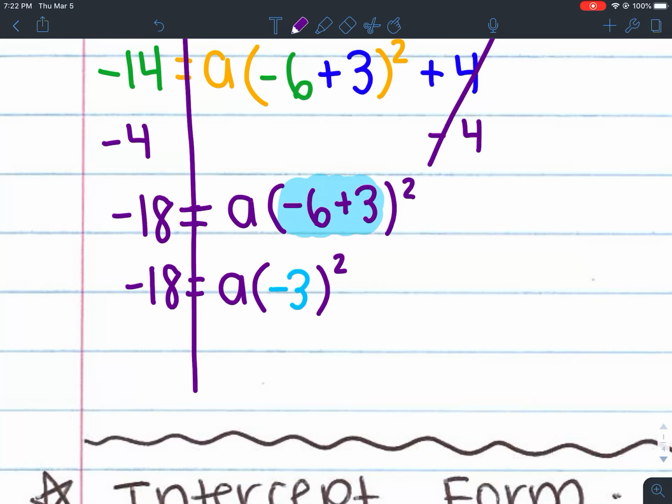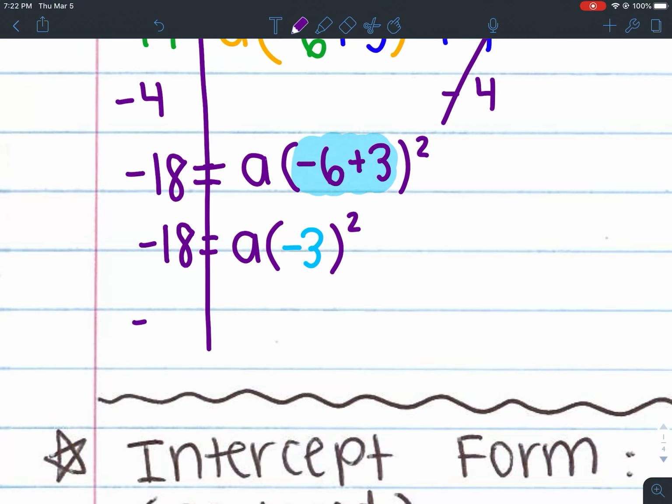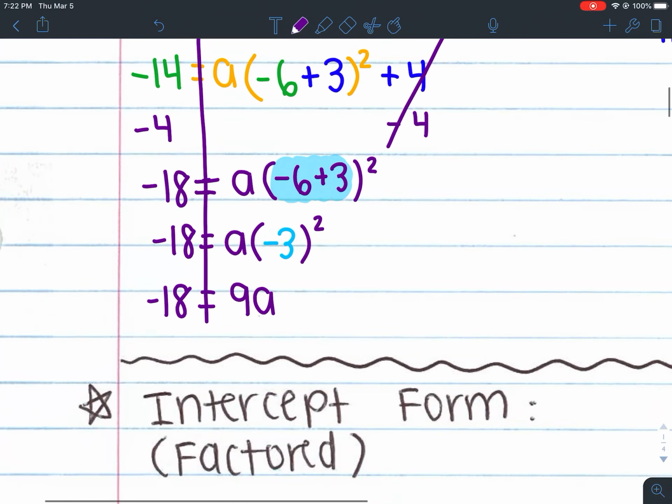Parentheses squared. When I plug this into my calculator to find -3 squared, you need to use parentheses, or it's not going to give you the right answer. So we should have -18 equals a times, what's -3 squared? It's +9, right? I don't want to write 9 on the side because then it looks funny, so I'm going to write 9a. And then my very last step is I want to get a by itself. So I'm going to divide both sides by 9. When I divide both sides by 9, I get a equals -2.